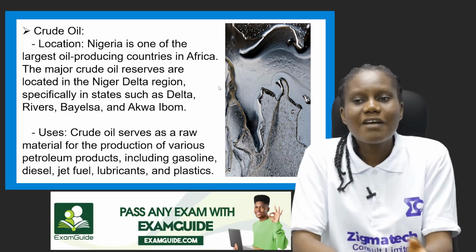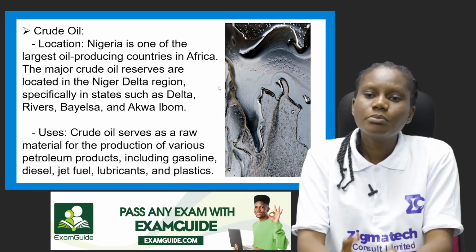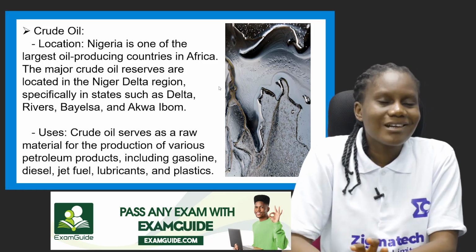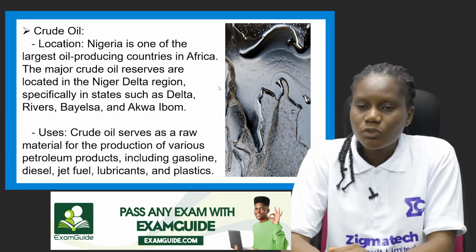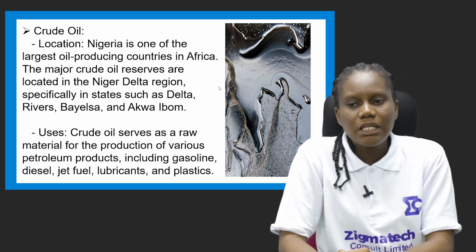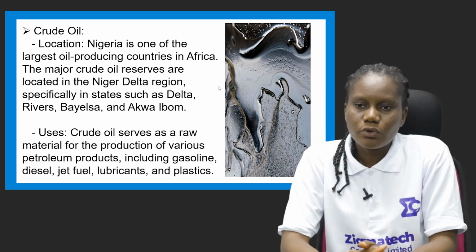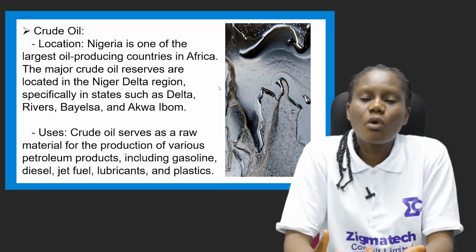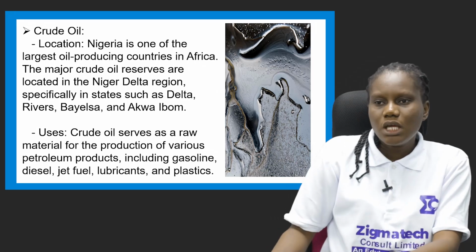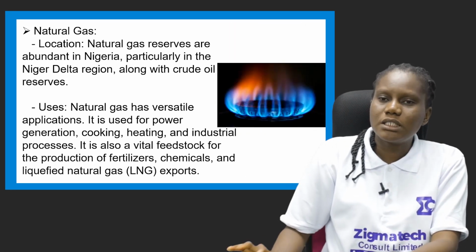So uses: crude oil serves as a raw material for the production of various petroleum products, including your gasoline, your diesel, jet fuel, lubricants, and plastics. So you can see that crude oil is essential. It's used as raw material for the production of these things that we have mentioned. So the third part is natural gas.